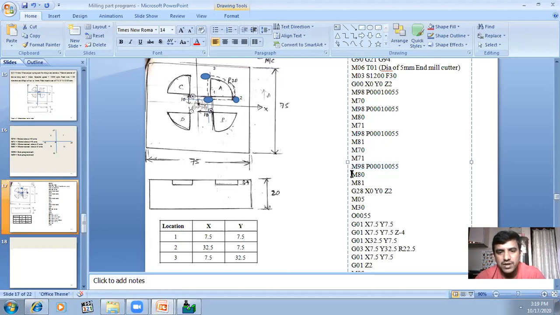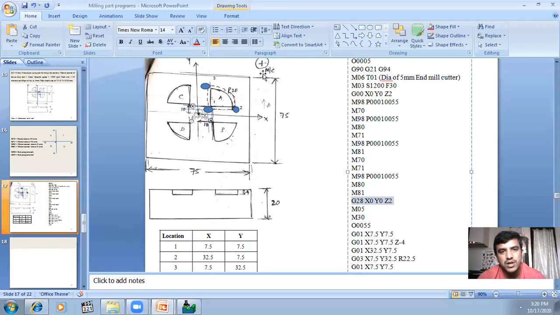Then you go for cancel the mirroring option. Once you cancel that option, that completes the 4 operations, right? That completes the first quadrant, fourth quadrant, second quadrant, and third quadrant. Then we send the tool to home position by giving a code called G28 X0 Y0 Z2. Now send the tool from the origin of the workpiece to the home position. Still the spindle is running.